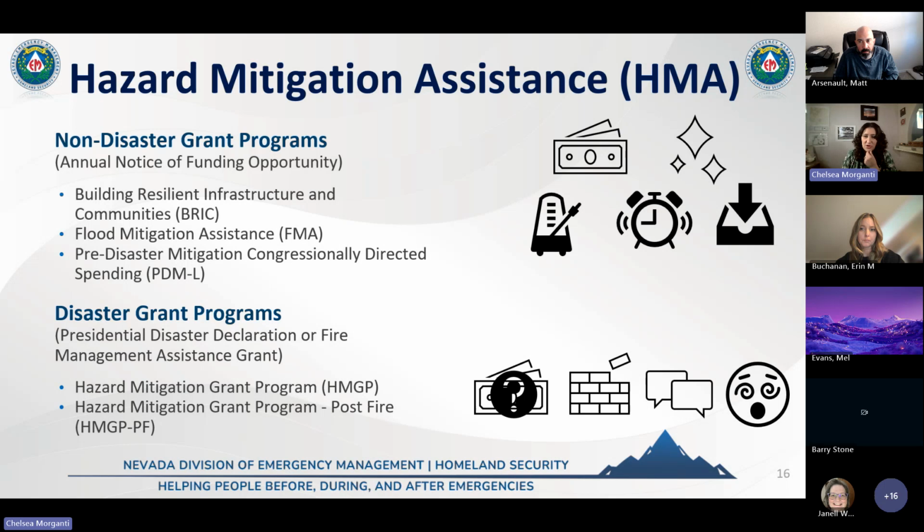However, the disaster programs come when you're in that post-disaster confusion state of dealing with the immediate needs of what you just went through, versus when the non-disaster grant programs are coming, you're hopefully in a position of more stability, when you're pre-disaster and not having to deal with the post-disaster fallout. Any questions about the two different branches so far?